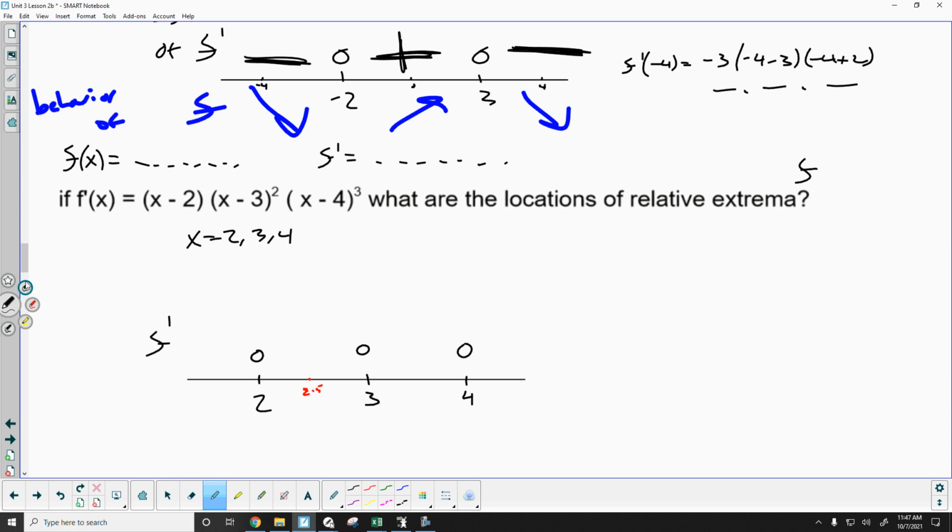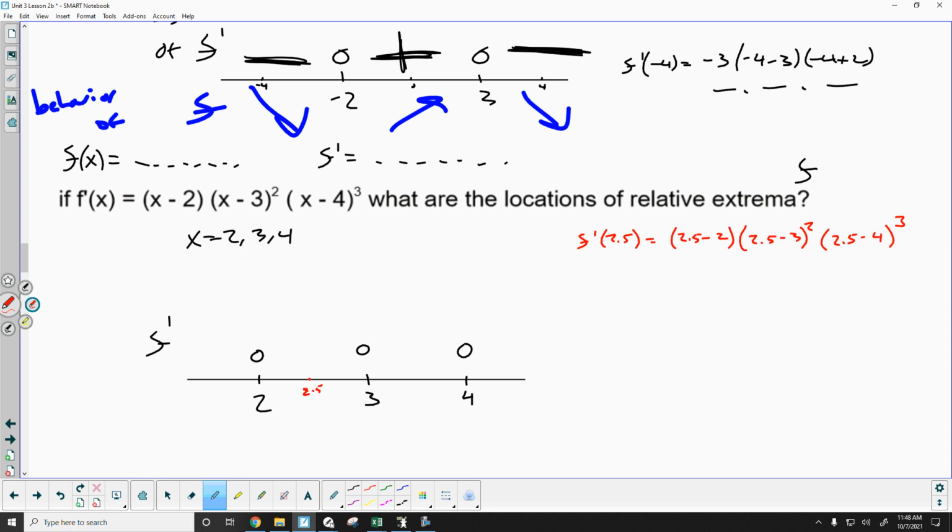Ready. Watch. This is important. This is the reason why, like, trying to get numbers are just not necessary. Let's plug in 2.5 into our simplified factored f prime. Would you like to tell me what 2.5 minus 2 times 2.5 minus 3 squared times 2.5 minus 4 cubed is? That numerical value? No. But we don't care. Okay? We shouldn't care.